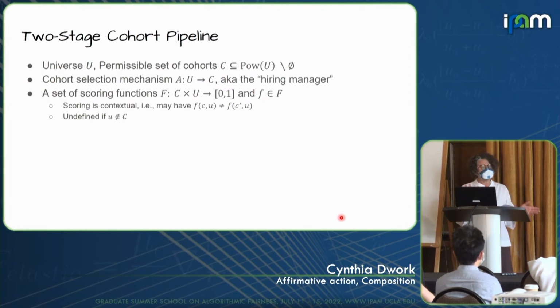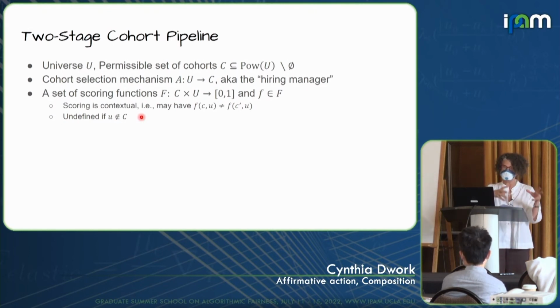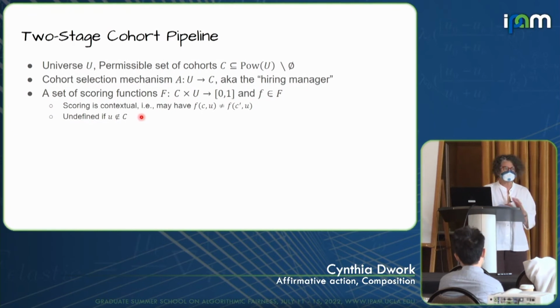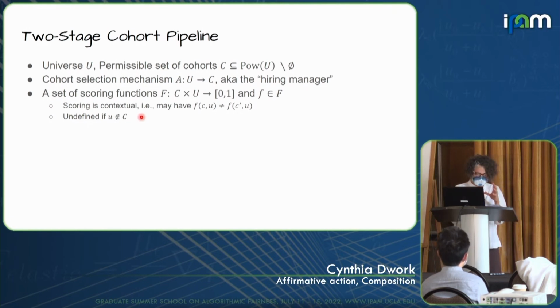And then applied much later is a collection of scoring functions, big F. Each function, I abused notation here, each function is mapping the cohort together with an individual to a score. So scoring, as I've said, is contextual. How well you do might be viewed in relation to the other members of your team. Of course, it's not just straight comparison. In reality, how well you do may depend synergistically on the people in your team. It's not just straight competition.